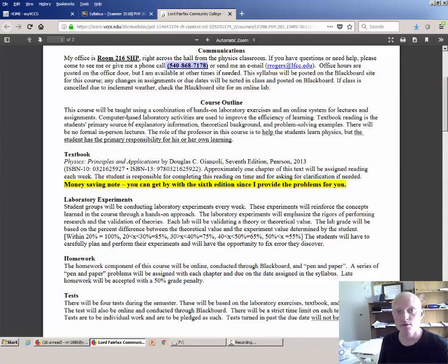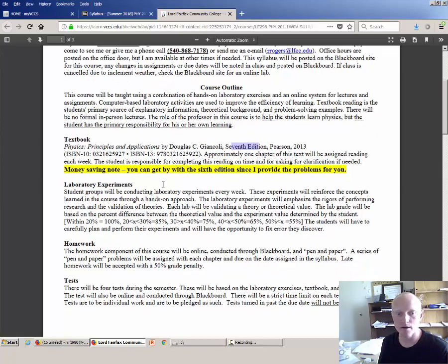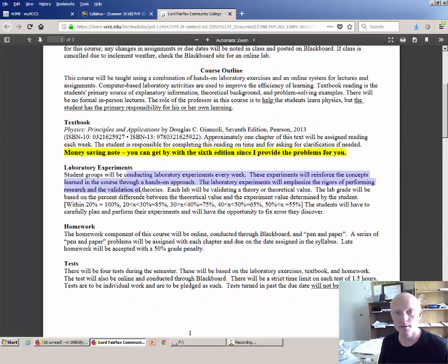Course outline, pretty much we're doing online lecture and in-class lab for Physics 201. The textbook is 7th edition Giancoli, but the money-saving note here is you can get by with the 6th edition for pennies on the dollar. Highly recommend that. Labs, we will be doing labs each week, and the way that I do online lecture with in-class labs is the labs are not going to take the full 11 to 3:30, and that gives me a little bit of time to help you solve problems for any of the pen and paper or online homeworks, or if you just have any questions, you can learn so much more through me interacting in the laboratory time.